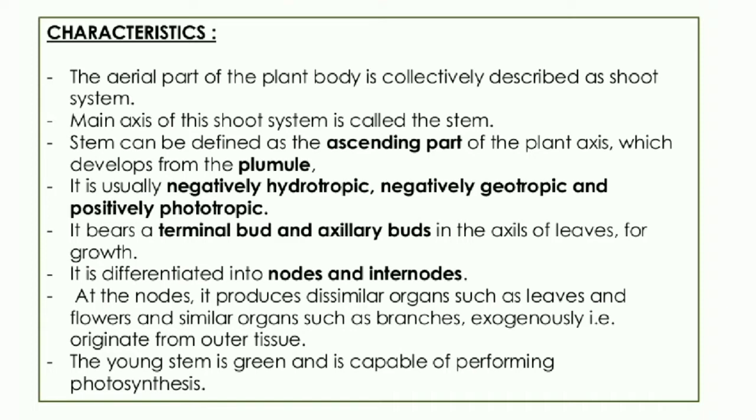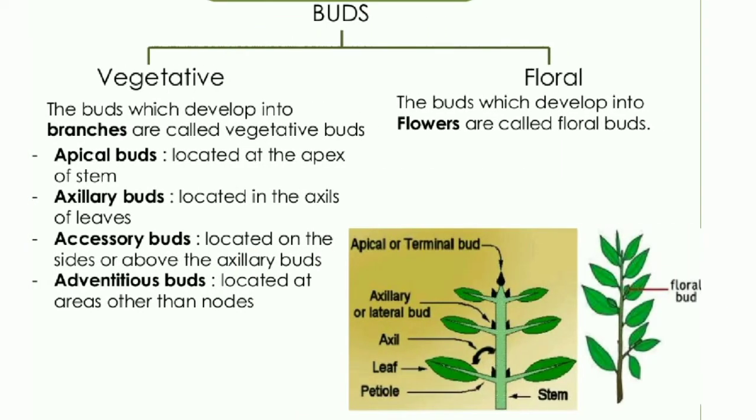We shall see the types of bud here. Bud may be vegetative or bud may be floral. Again, vegetative bud is of the following types. The buds which develop into branches are called vegetative buds, and the buds which develop into flowers are called floral buds. Means if the bud develops into branches, it is called vegetative. If the bud develops into flower, it is called a floral bud. Vegetative and floral. The vegetative bud can be of following types.